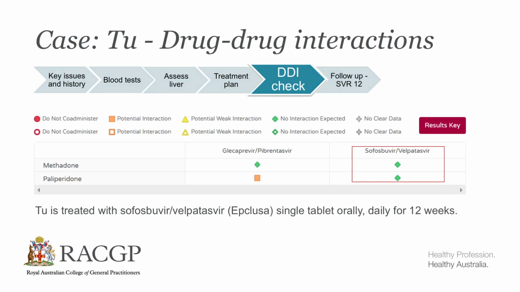So let's pull out the Liverpool website. We've punched in her current medications, the methadone and paliperidone, and her two treatment choices, the Mavorite and the Epclusa. Now, you can see that there's a little warning sign there of a potential interaction with paliperidone, and that's certainly not a medication that we want to mess around with, given that it's served her so well in stabilising her mental health problems. And then also thinking about her contraceptive options, she would not be able to be treated with an oral contraceptive with Mavorite. So, I think sofosbuvir and velpatasvir would be a good treatment choice.